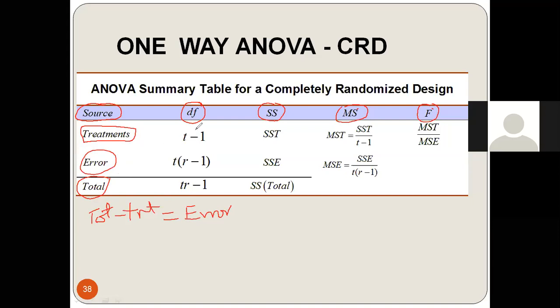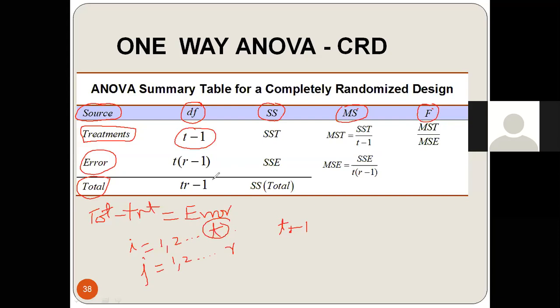So what is the degrees of freedom for treatment? Total number of treatments, can you remember? I said earlier, if it is i, starting from 1, first treatment, second treatment, and goes up to t number of treatments. Similarly, replicates start from 1 and go up to r. So treatment degrees of freedom is total number of treatments minus 1. So it is t minus 1.